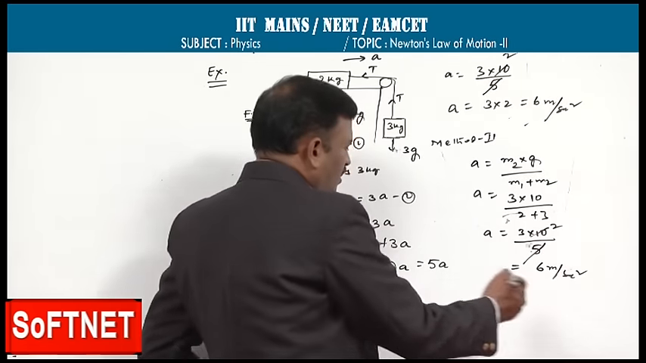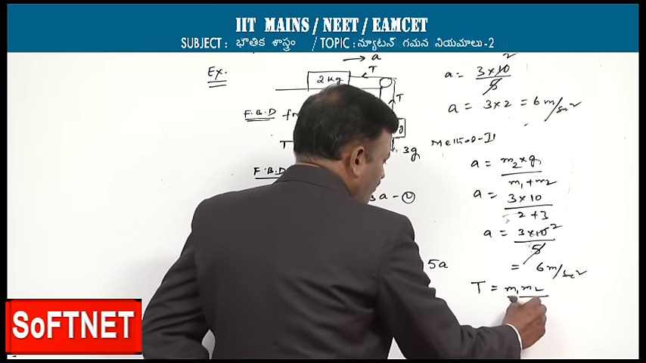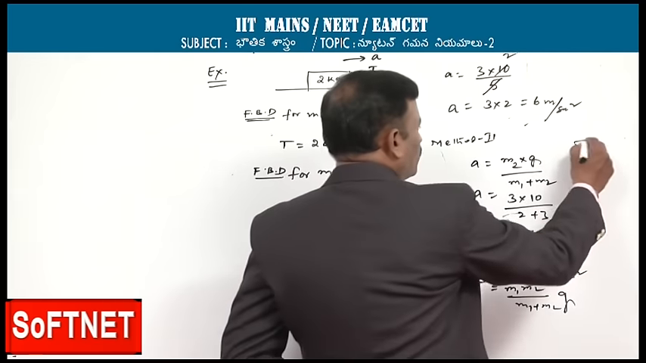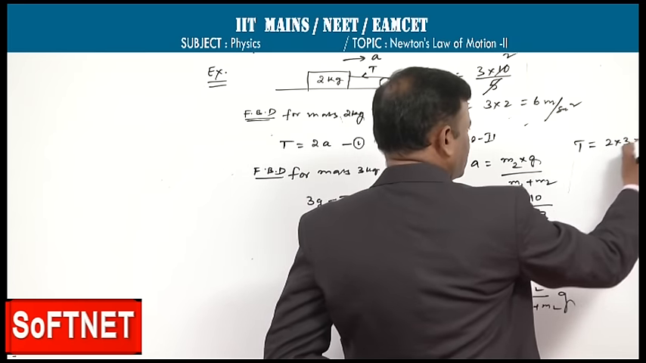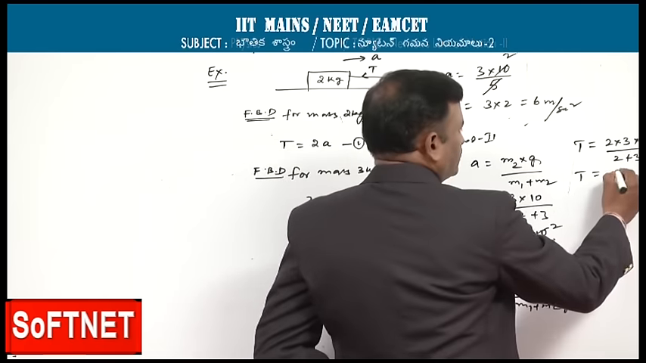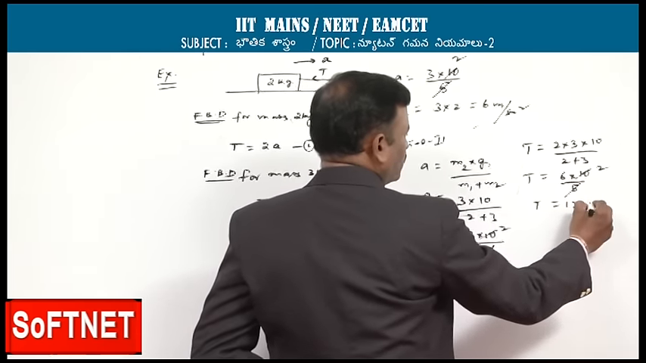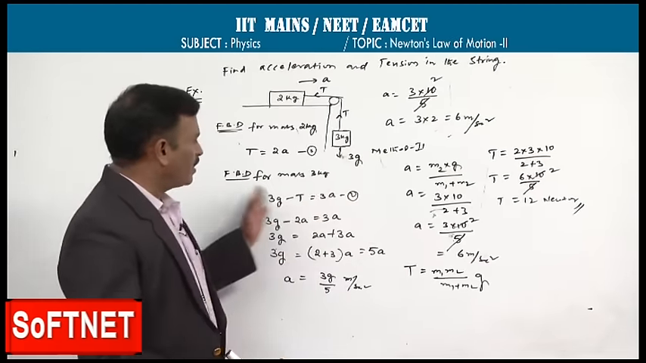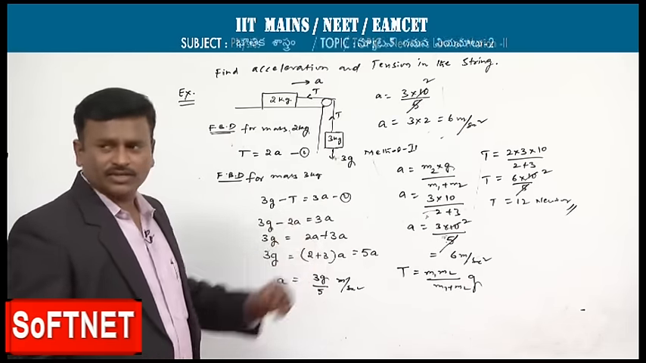So, next tension also similar way, T is equal to m1 m2 by m1 plus m2 into g is the expression. Fine. So here T is equal to m1 is 2 into 3 into g is 10 by 2 plus 3. T is equal to 6 into 10 by 5, 5 ones, 5 twos, T is equal to 12 newtons of force is acting here. So tension in this way we can find out, or by the equation method also. Substitute the A value over here, also you can get the tension.